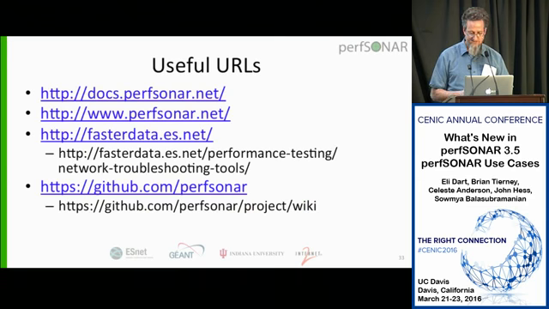And I've got a bunch of URLs here at the end. Hopefully most of you know about the Faster Data website. That's a website that I created about 10 years ago that's grown and grown. We call it a knowledge base with anything to do with network performance, science DMZs, data transfer nodes, you name it. There's lots and lots of information on Faster Data, and we encourage people to help us keep it updated as well.